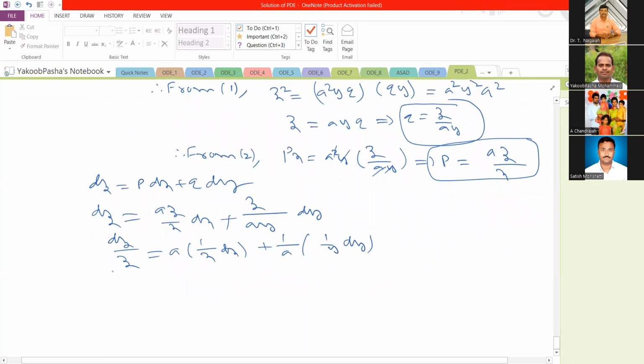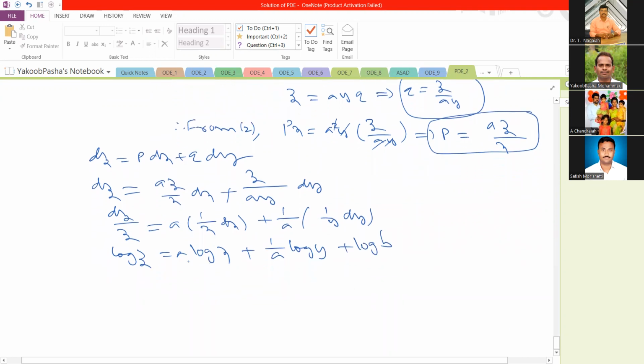Now integration, this is log z is equal to a log x plus 1 by a log y plus arbitrary constant log b. So I'm writing directly, a log x can be written as log x power a, 1 by a log y power 1 by a, log b, log m plus log n formula here. So x power a into y power 1 by a into b. This is the general solution.